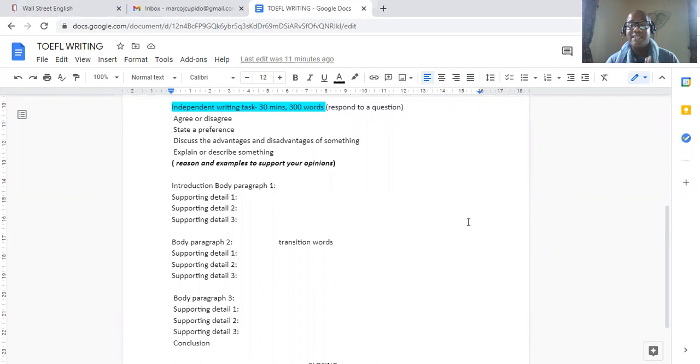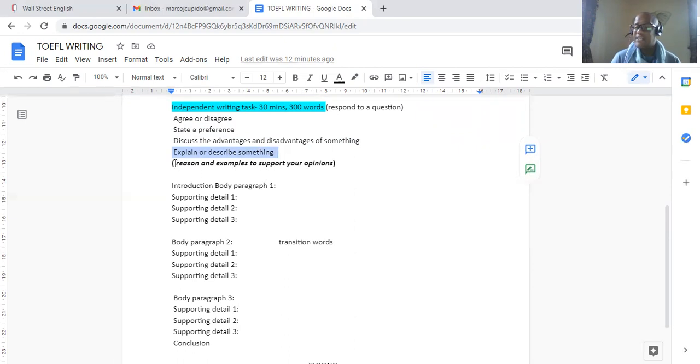If you add the two together, guys, you only have 50 minutes for your writing piece. Once again, time management. So when you have this question, for example, they will say, is global warming the biggest problem in the world right now? That's your question, right? You either need to agree or disagree. You either need to state a preference or you need to discuss the advantages or disadvantages of something, explain or describe something. That is what your response should take. One of those options, right?